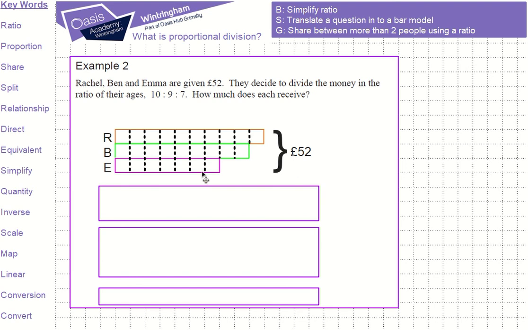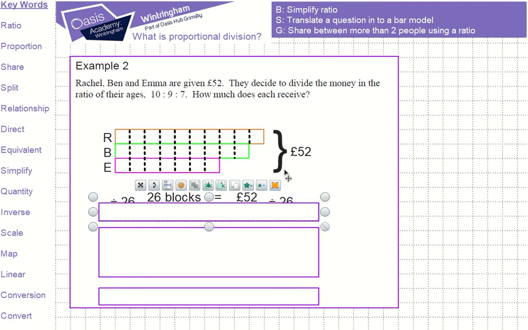Thinking back to the last example, my next step was to count how many squares I've got. So this is 10. The next row is 9, so that's 19. And the bottom row, another 7. It's going to be 26. So 26 blocks equals 52.